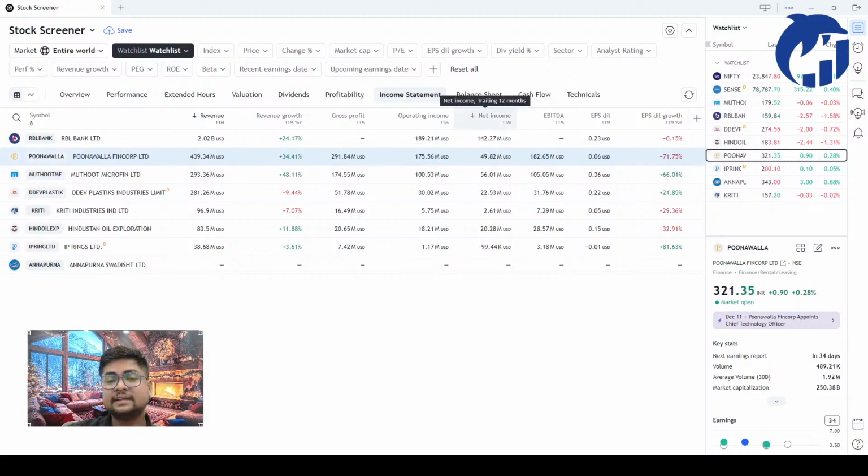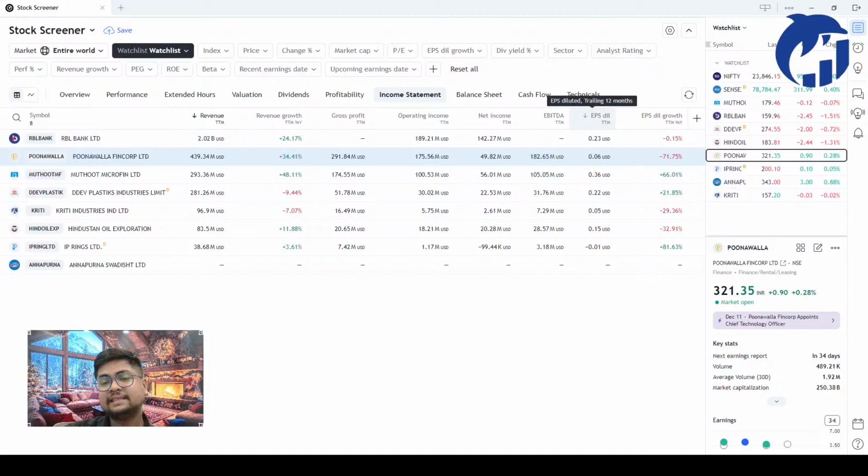Just look at the net income, trailing twelve months. Looking at the net income, it's 142.27 million USD for RBL Bank as of now. Talking about Poonawalla FinCorp, it is around 49.82 million USD, and Muthoot Microfin Limited 56.01 million USD. DDV Plastic is at 22.53 million USD.